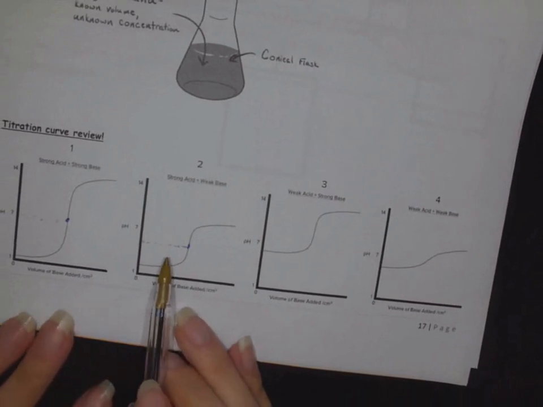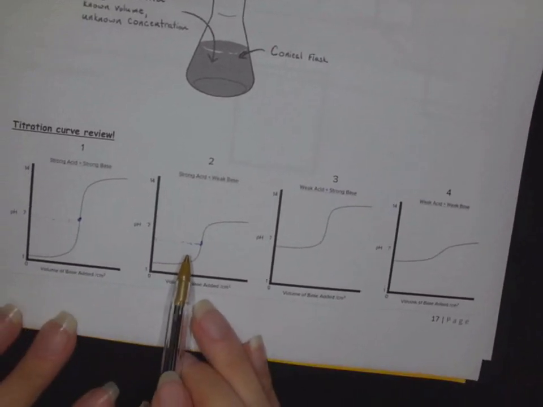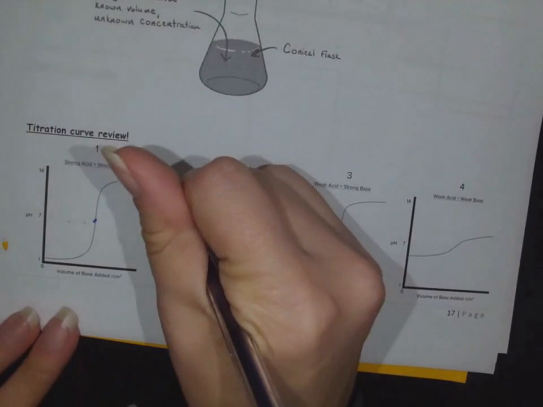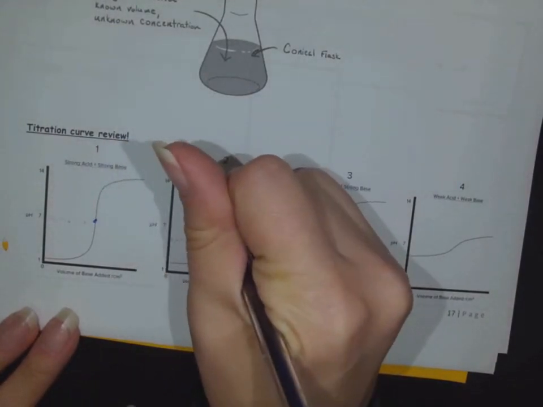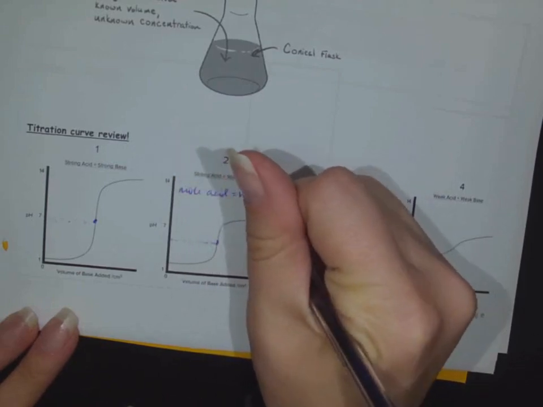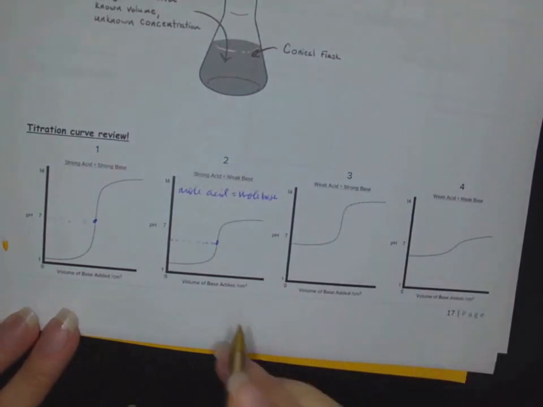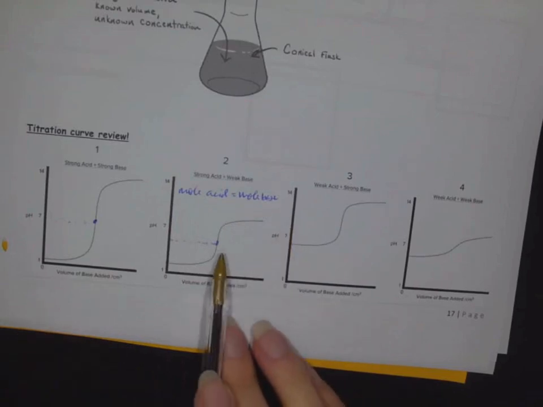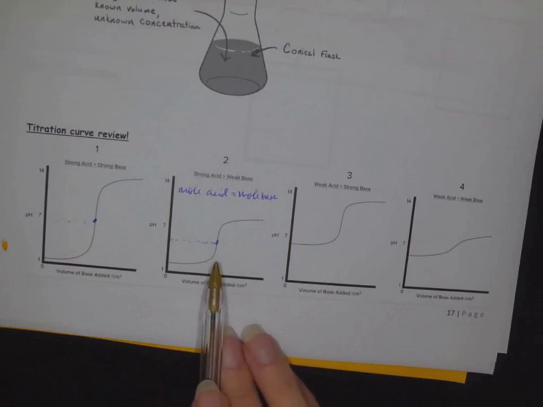Now, this makes sense that the equivalence point would be below 7, because the moles of this acid, which is strong, equal the moles of the base, which is weak. So if we have equal amounts of strong acid and a weak base, then our pH would be on the acidic side. It would be below 7.